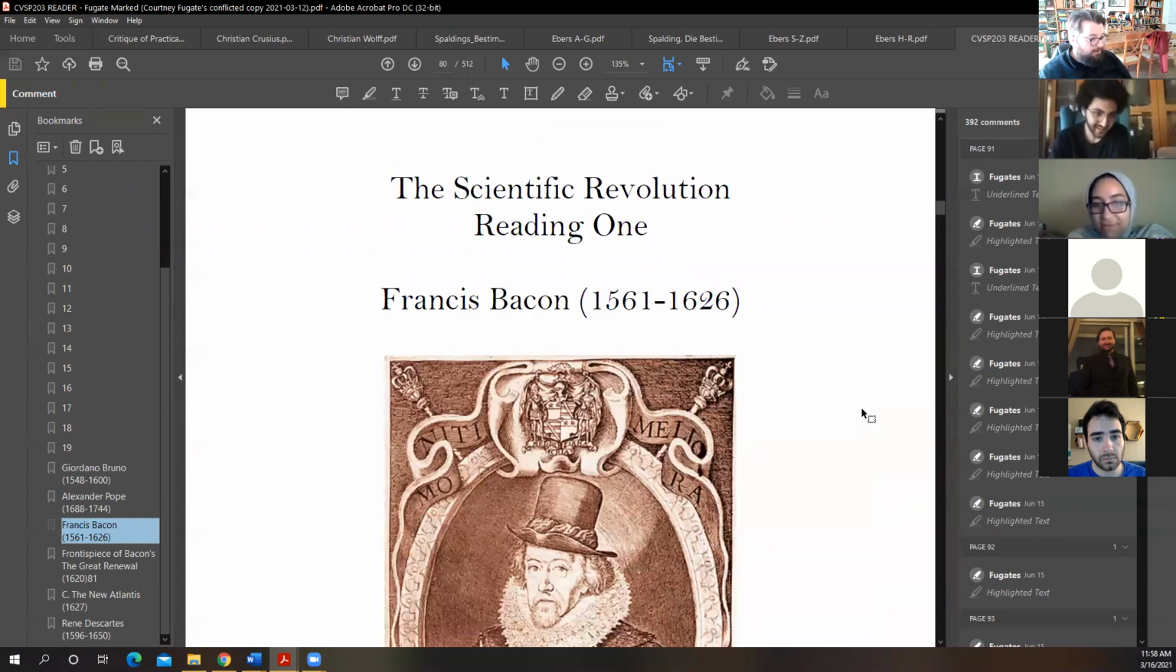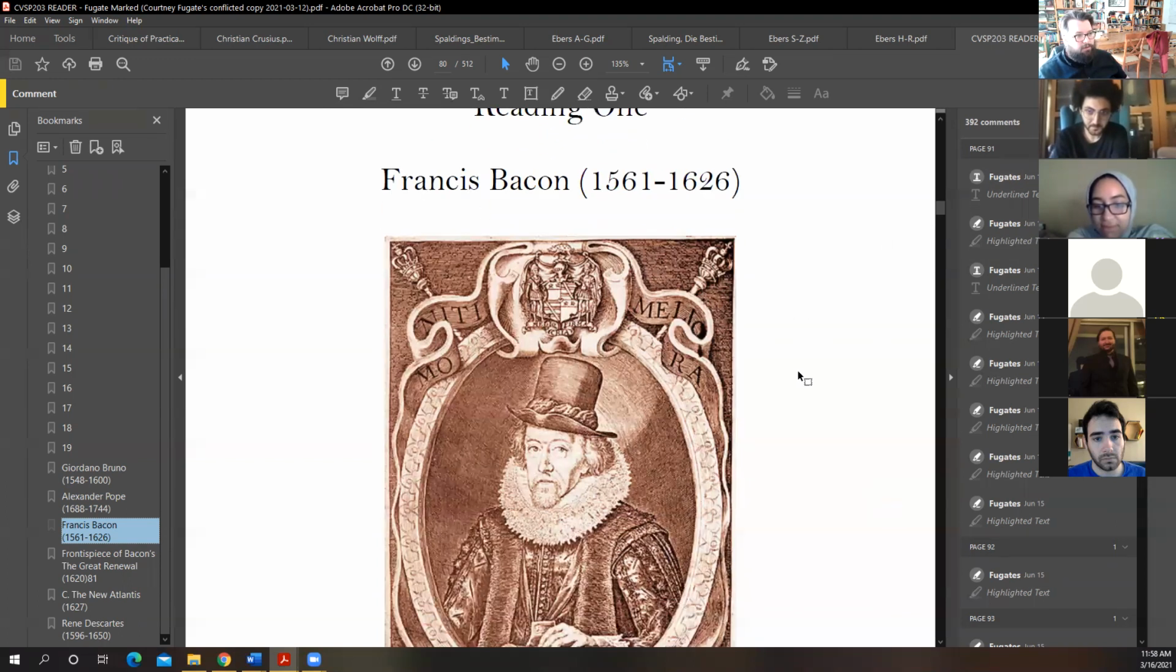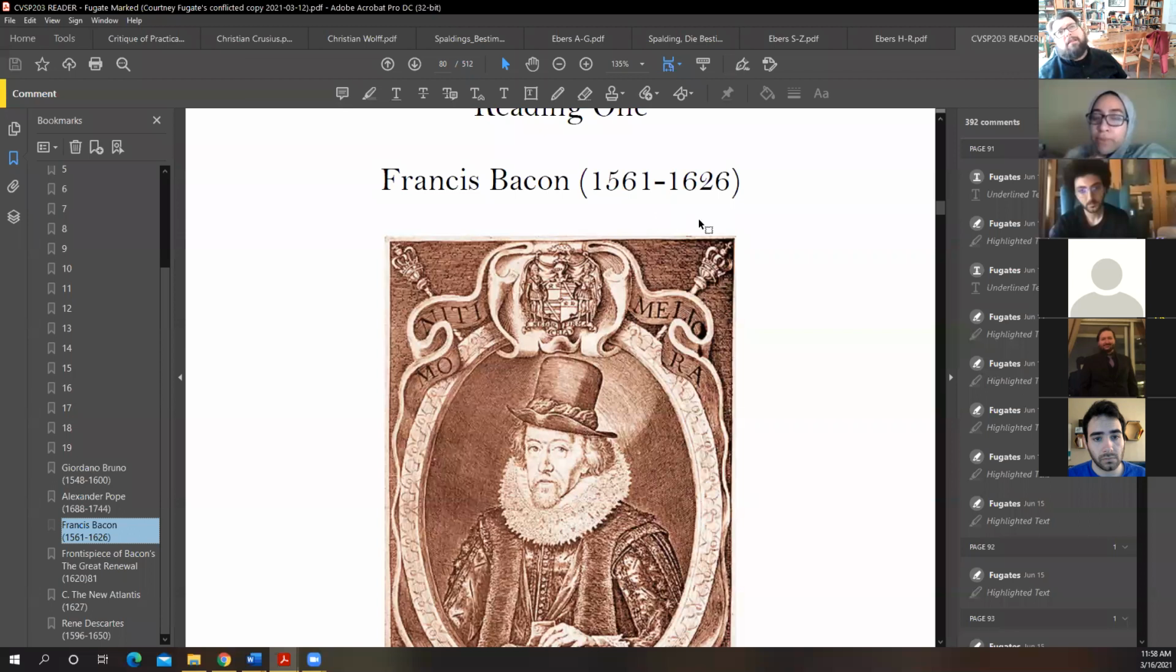So let's talk about Francis Bacon. First of all, just some general things about Bacon. He lived from 1561 to 1623. We saw, this is pretty early still, right? We saw Bruno was executed in 1600. Copernicus died in 1543. Galileo will be condemned in about this period, just after Bacon died, I believe. We'll see Descartes is a little bit later.